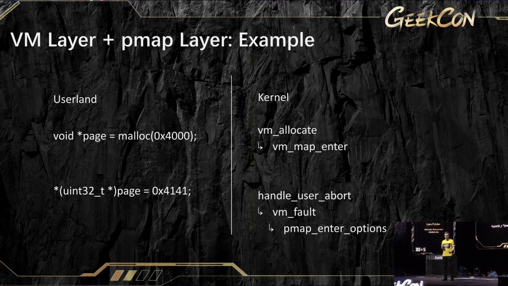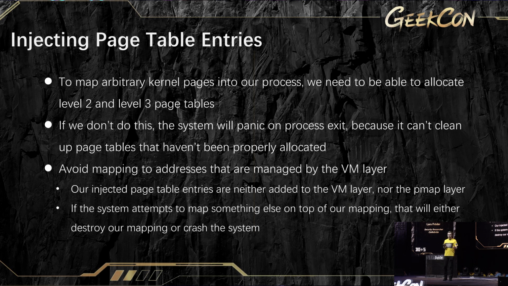And that will then call to the PMAP layer to actually assign a physical page to this virtual address. And then it will rerun the instruction that triggered this abort, and then it will actually perform the write. So as our end goal is to inject page table entries, we want to do this so we can map arbitrary memory into the process, and from there basically use it as a means of doing a complete physical read-write.